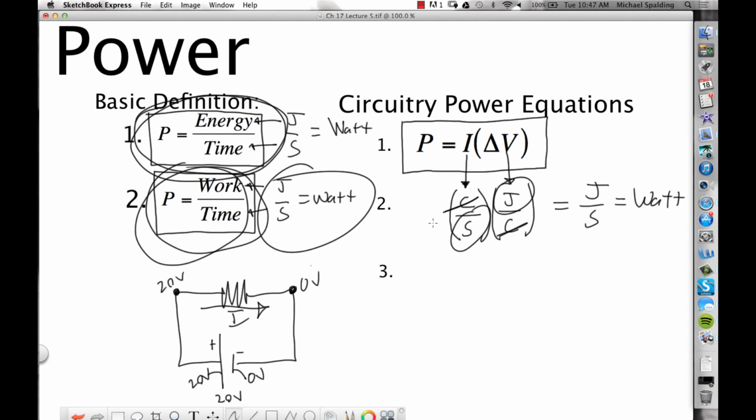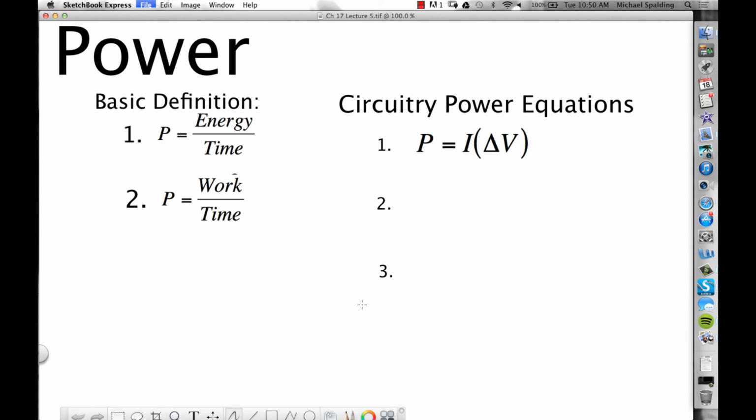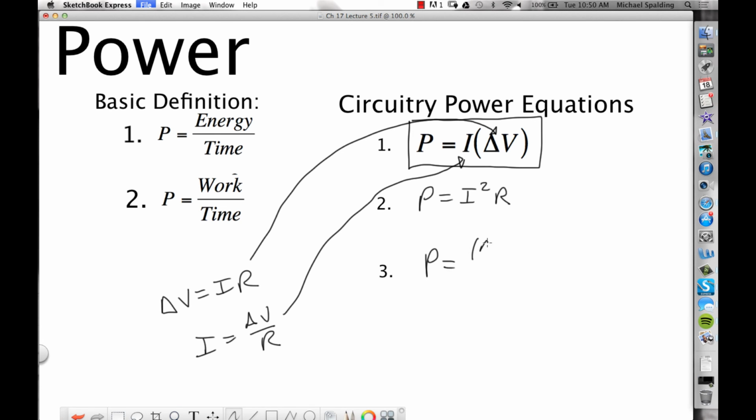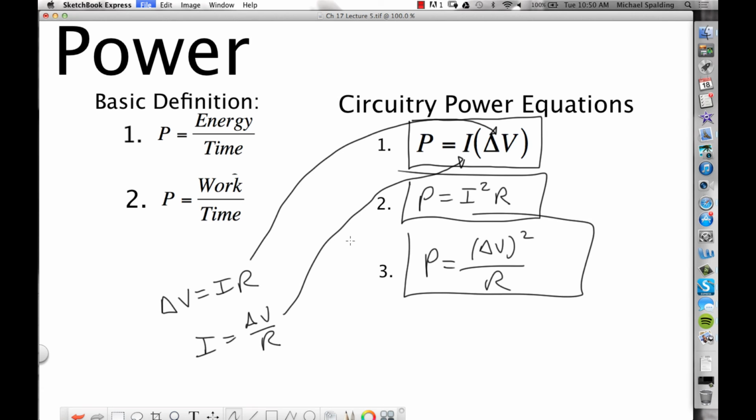Now, how do you get the other two power equations? Because you want to memorize as little as possible. At least if you're into memorizing, take my advice here. Memorize this one. Now, how do you get the other two? You take Ohm's law, plug it in right there. What's that going to give you? I squared R. Right? Then what you do is you rearrange Ohm's law. I is delta V over R. Plug that in for I, and then you get the third equation, which is delta V squared over R. So these are your three power equations for circuitry.